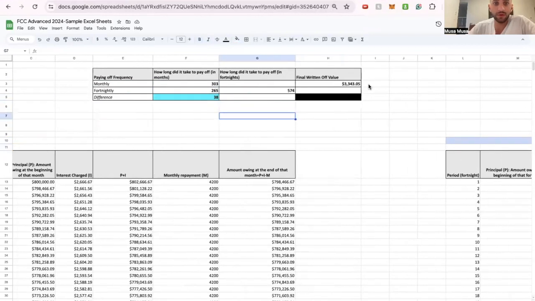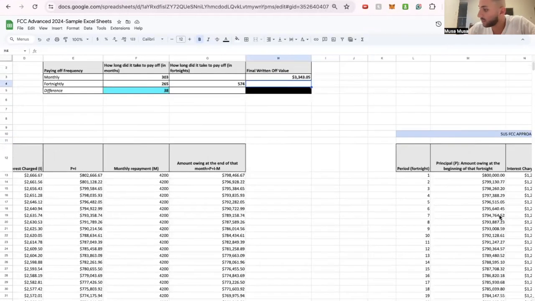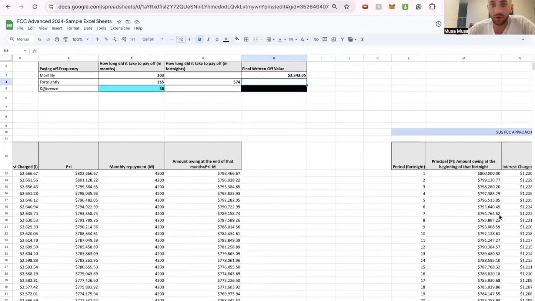So what we're going to do is we're going to add... Oh, wait, we didn't do the final written off value. It's an important number. Did we write that down? Oh, let me write it: 1670.84.